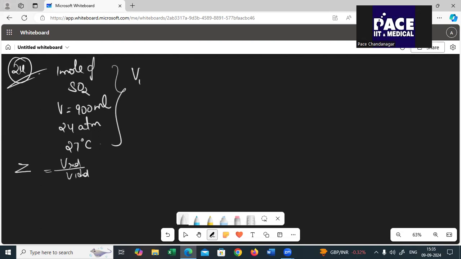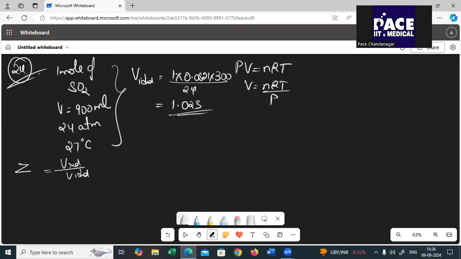V ideal. What is V ideal? PV is equal to nRT, V is equal to nRT by P, right? And R is 0.0821 into T is 300 by P. Pressure is 24 atm, which is roughly somewhere around 1.023, right?